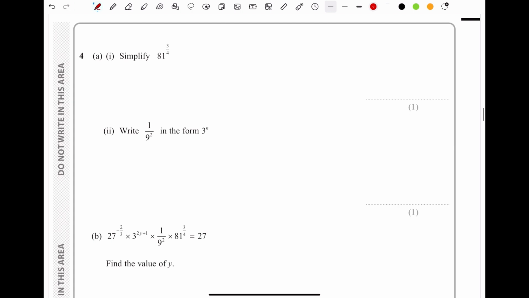Okay, so now moving on to indices. 81 to the power of 3 over 4, we can write it as a quarter times 3. So the fourth root of 81, to the power of 3, is the same as 3 cubed, and that is 27. If we have 1 over, that is to the power of negative 1. So 1 over 9 squared is 9 squared to the power of negative 1. Well, 9 is 3 squared, so it is the same as (3 squared) squared to the power of negative 1. That is 3 to the 4 to the negative 1, which is 3 to the negative 4.